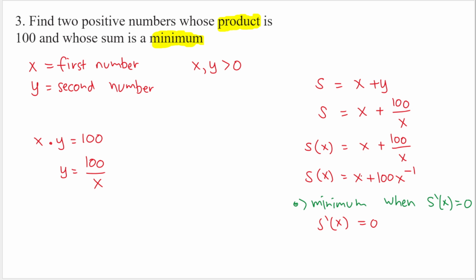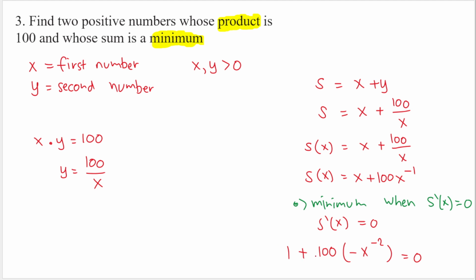We can differentiate this x easily, which becomes 1. And then here we can use the power rule. So I will have plus 100 and then multiplied by minus 1. We move it to the front of x. And so I will have minus x, and then minus 1 minus 1, so I will have minus 2. And all of that will equal to 0.